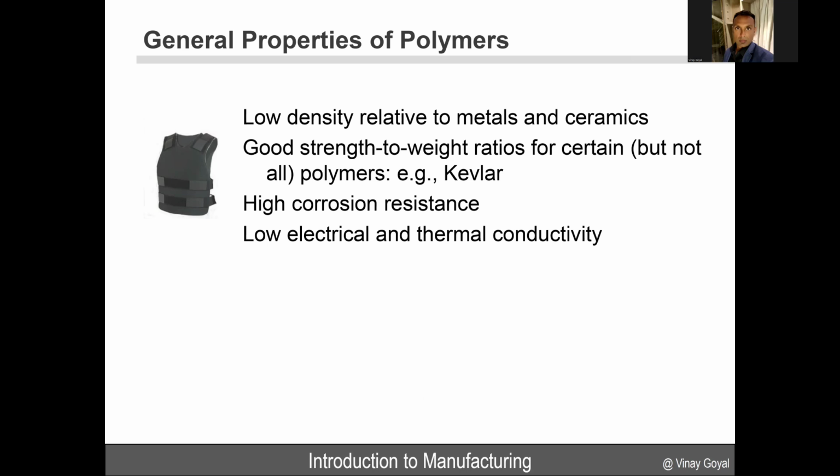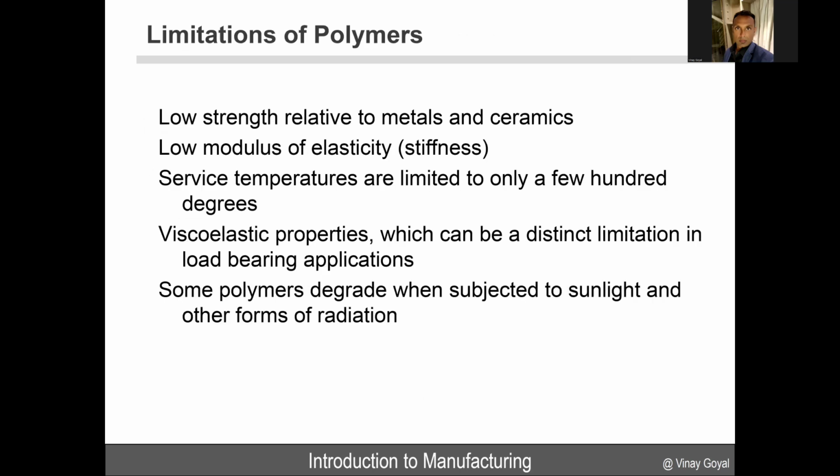You're going to have very little corrosion issues with these materials, low electrical and thermal conductivity. So very nice. Limitation of polymers, however, they're low strength, so you can't use them everywhere. Low modulus of elasticity. Surface temperatures are really limited to a few hundred degrees. Viscoelastic properties can be very nice, but can be a limitation for load-bearing applications. Some polymers also have additional degradation mechanisms like for the space environments, when they're subjected to sunlight or radiation, they can degrade as well.